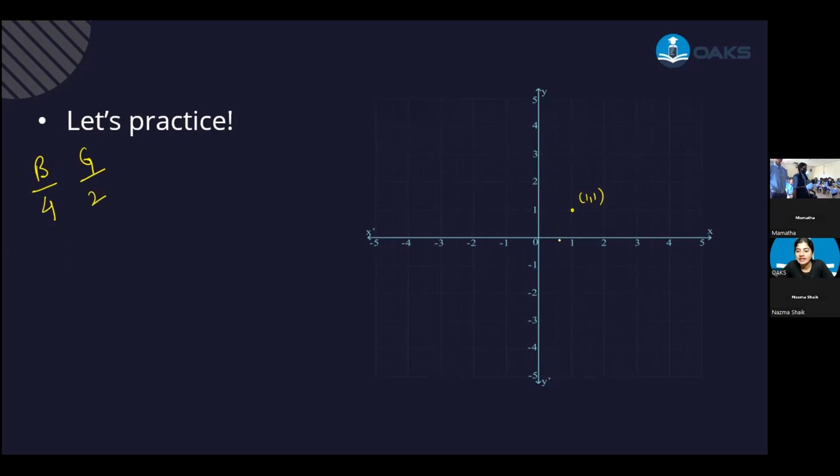Okay. So kindly tell me what is the distance of this point with the x-axis, girls? 1, madam. 1 unit, right? So you have to tell me unit also, 1 unit. Okay. So boys, what is the distance of this point with y-axis? 1, madam. Okay, 1 unit. So you have 1 unit and 1 unit.